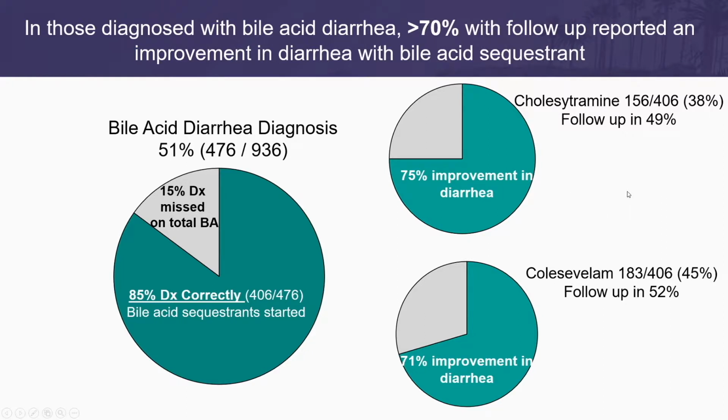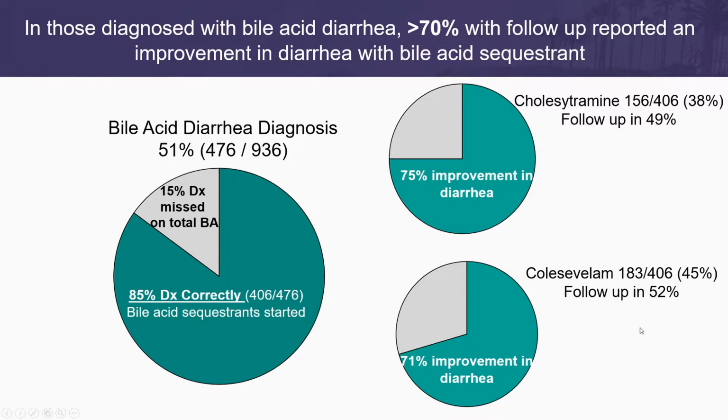So what they did, and again, this is not a prospective study in the way that probably it should be done, and I'm sure they'll do that in the future, but when they looked at these patients, of this 51%, some of the patients were treated with cholestyramine, that was 38%, and some of them were treated with colesevelam. That's 45%. And you can see the follow-up was about 50% of the patients. So you don't have follow-up in everybody. But of the people that they had follow-up in, about 71 to 75% actually had improvement in their diarrhea with a bile acid binder.